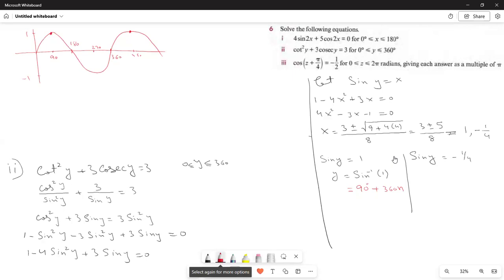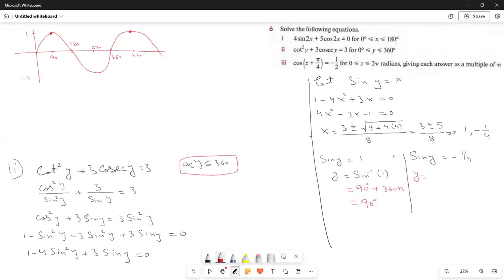Okay, so it will give me only one answer, because I have to find the answer in this range between 0 and 360. So I have only one answer, so I will include only 90 degree. Now the other one is a bit tricky.